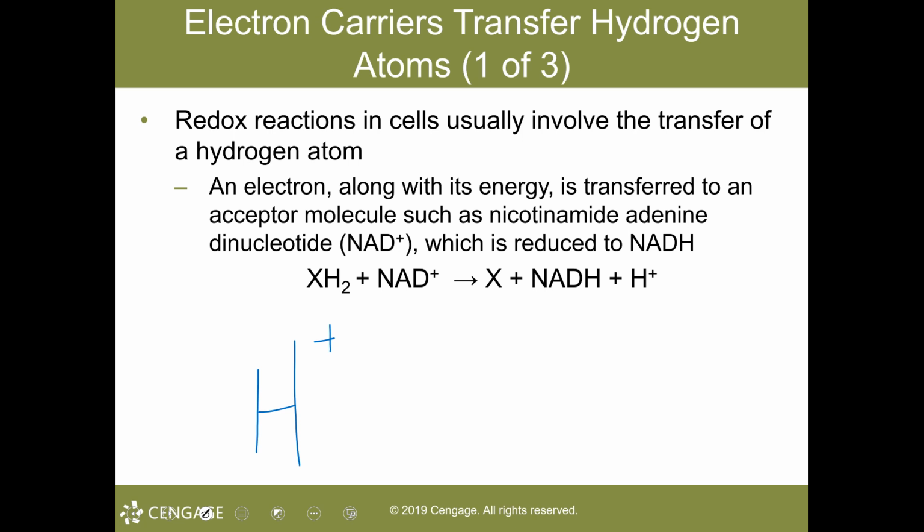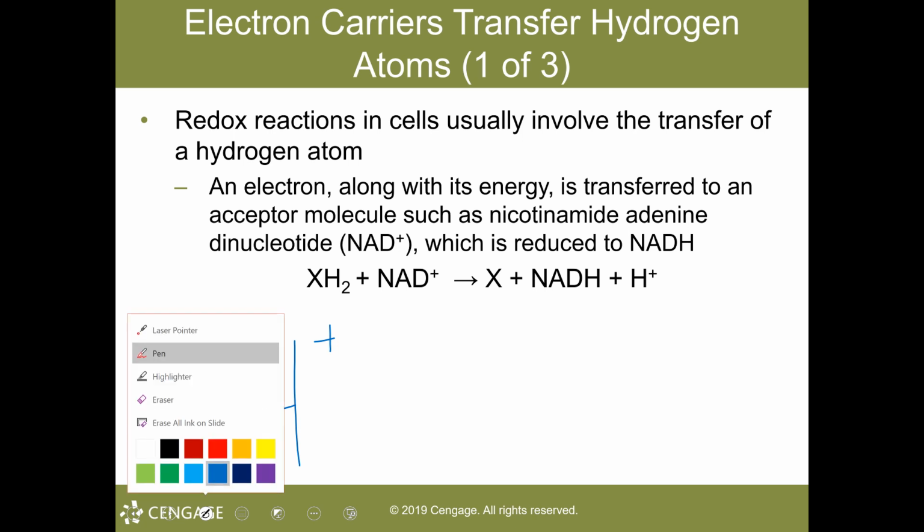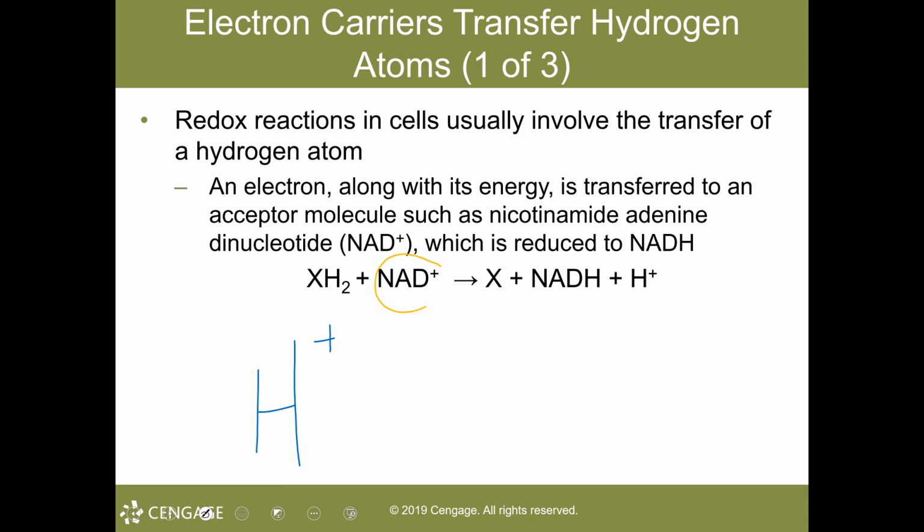An electron, along with its energy, is transferred to an electron acceptor molecule, such as nicotinamide adenine dinucleotide. Yes, that's NAD. You hear me say NAD instead of nicotinamide adenine dinucleotide, because that would be a mouthful to say every time. So what happens is NAD+ becomes reduced, and it's reduced to what is known as NADH. So with that, there was just a transfer of energy.